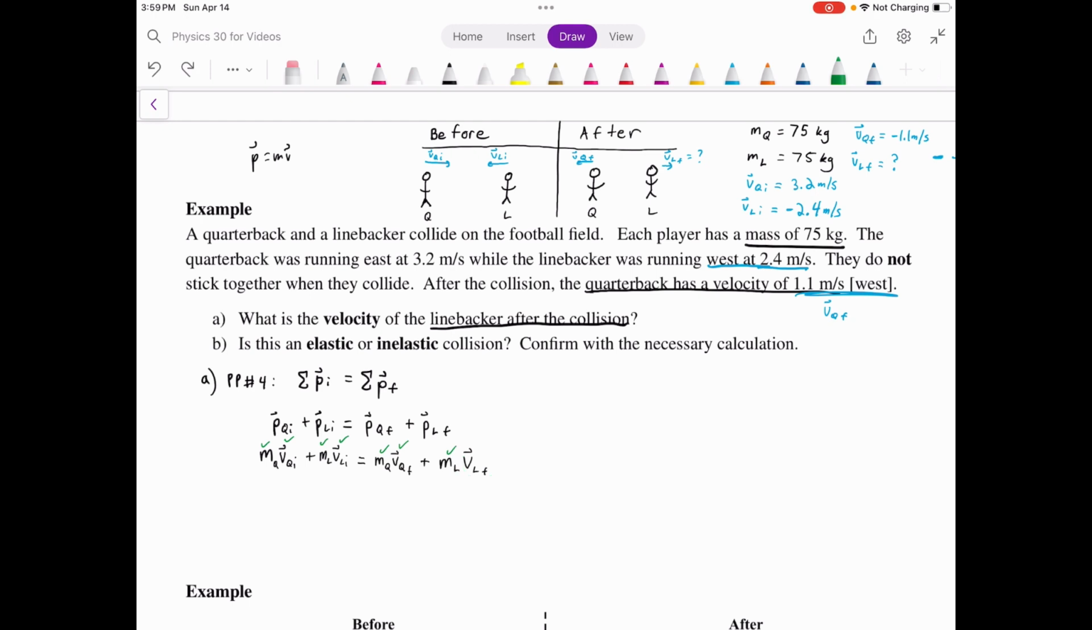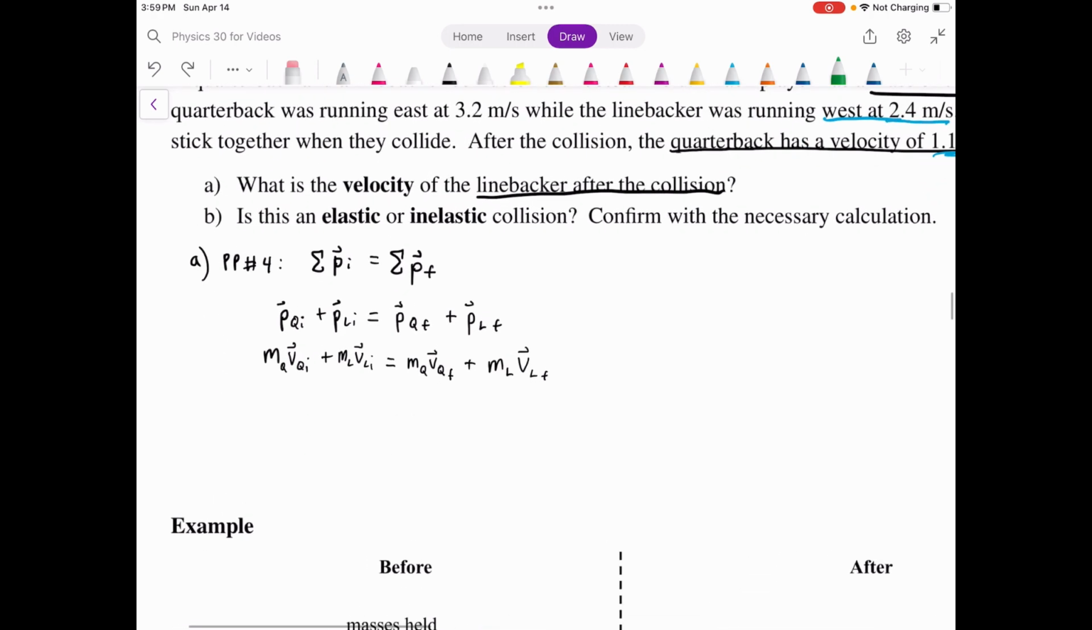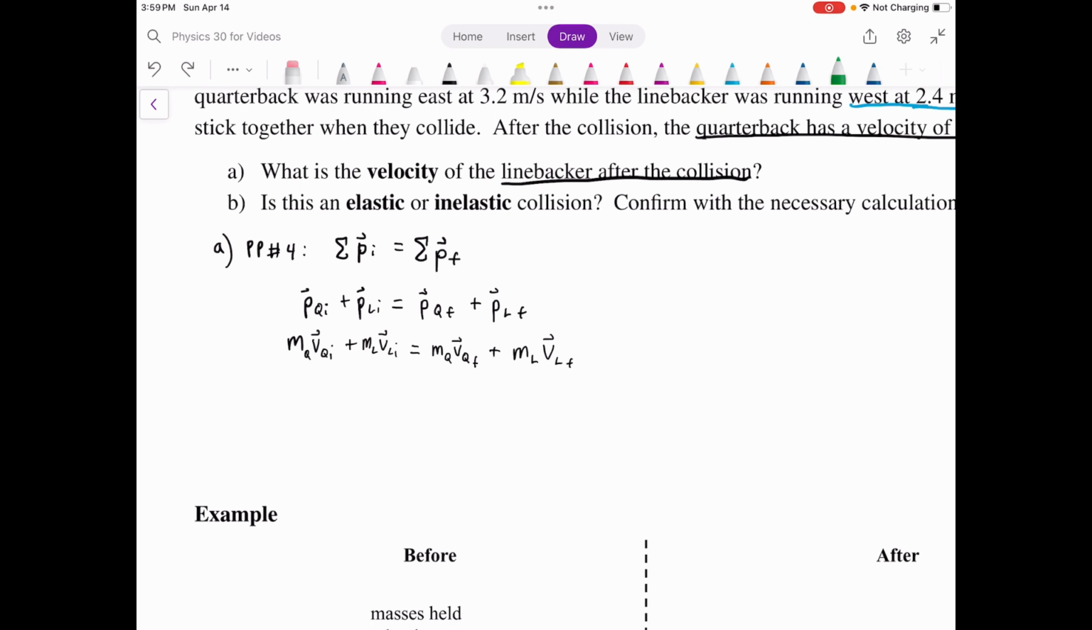Isn't that cool? The power of the law of conservation of momentum. Just by knowing about how things started and some piece of how things ended up, we can figure out the other things that we don't know about how it ended up, because we know the total momentum had to stay the same. Okay, so now we need to isolate for the required variable, right? We just need to isolate for the linebacker's final velocity, because that's what we're looking for.